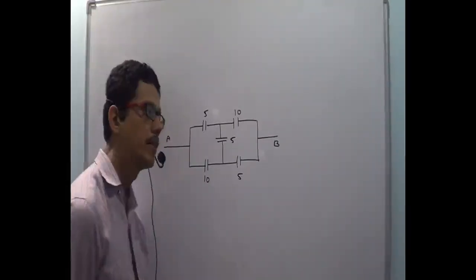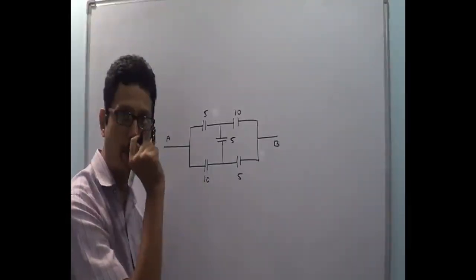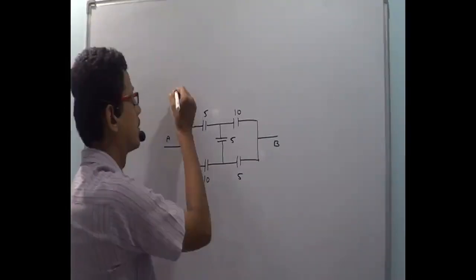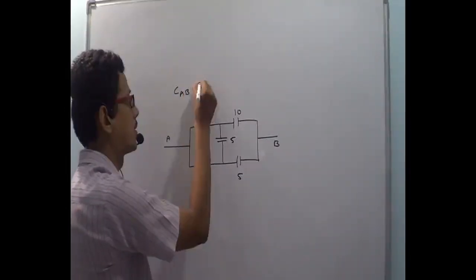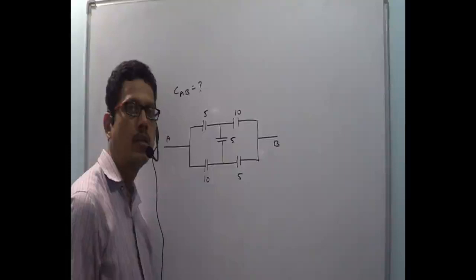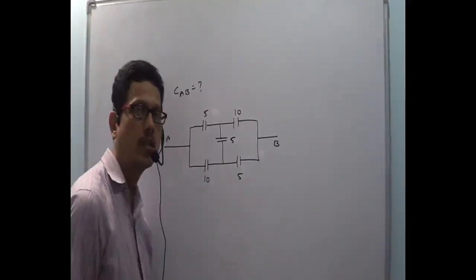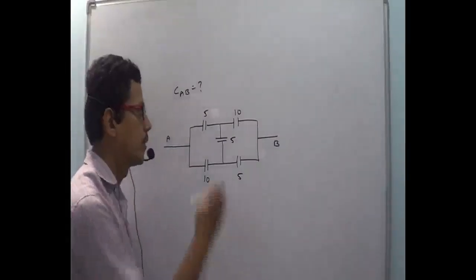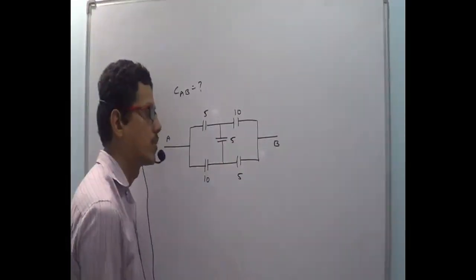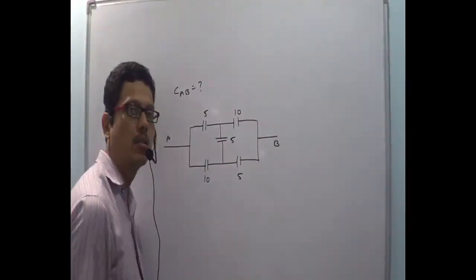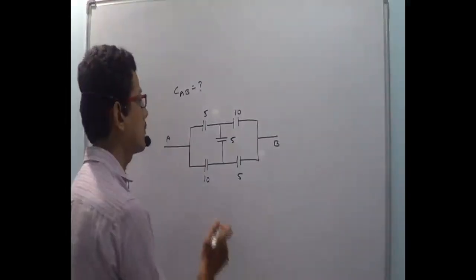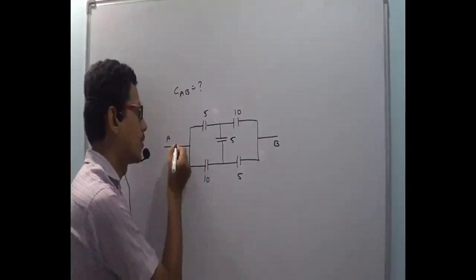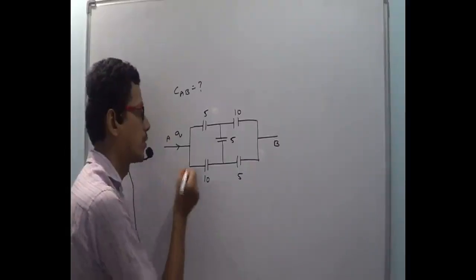You are asked to find the effective capacitance between A and B. What is the question? What is the effective capacitance between A and B? This is not a Wheatstone bridge because P by Q is not equal to R by S. So let us solve it by Kirchhoff's laws.